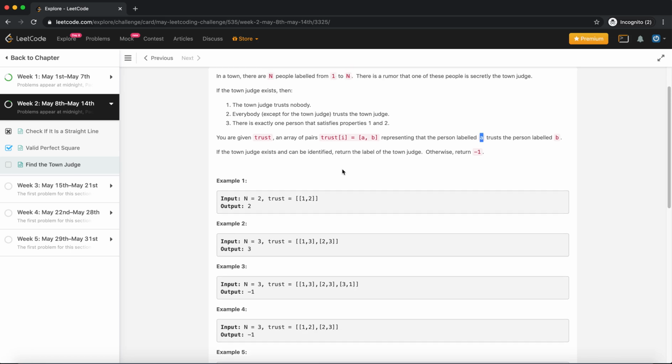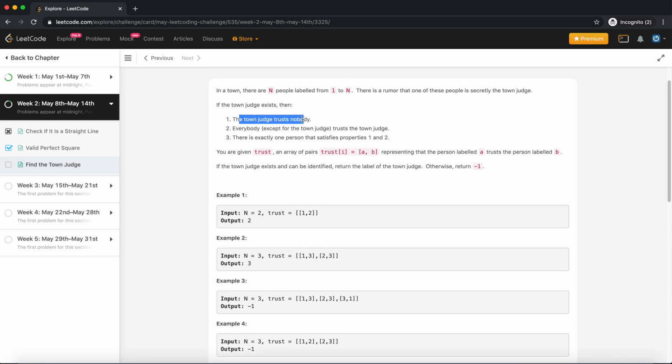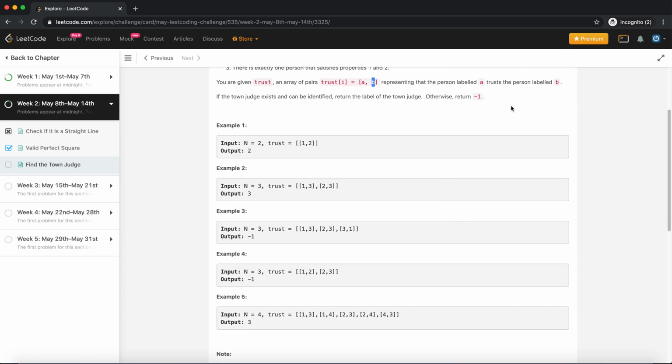Otherwise, return -1. Okay, so let's remember this property: the town judge trusts nobody. That means if there is a person who is the town judge, he should not show up as a first element, because if he is present as the first element here, that means the town judge trusts that person B, and the town judge can't trust anybody, right? And then everybody trusts the town judge, that means everybody except the town judge. So if there are n people, I need to have n minus 1 counts of the town judge being present here. These two conditions need to hold, and if not, we return -1.